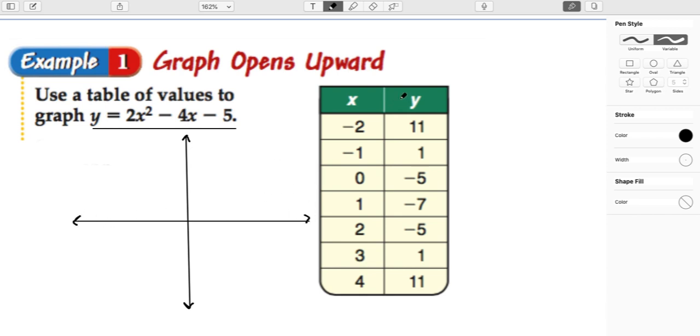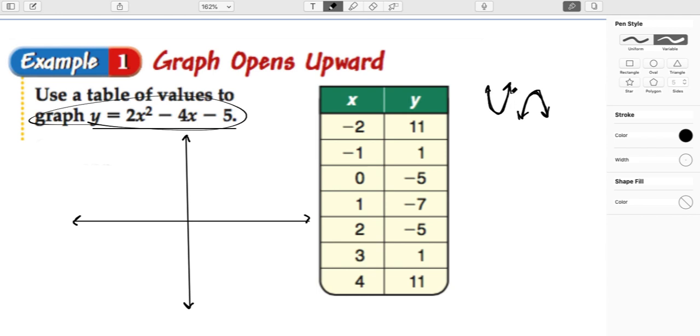Now here's what I need to check. Since I know I'm dealing with a quadratic function, I should have some kind of a parabolic shape. I should have this shape. By the way, these aren't V's. If they look like V's to you, I'm sorry. And they're not exactly U's. They're kind of a cross between a U and a V. So when I have that, I know that I'm going to get the shape.